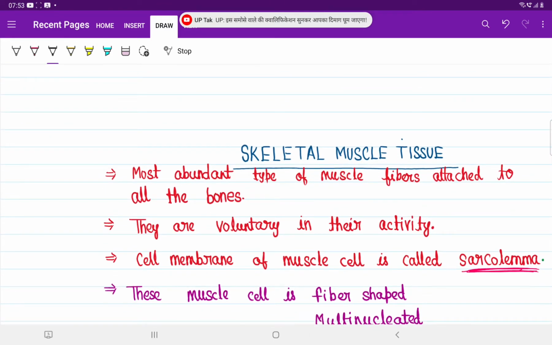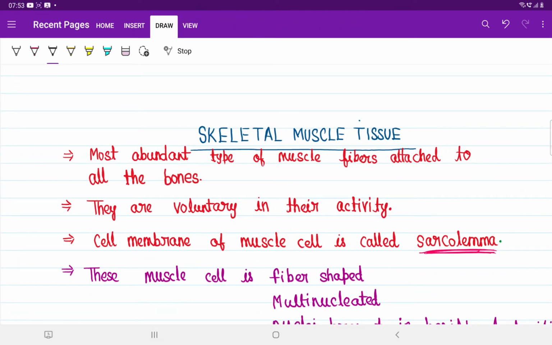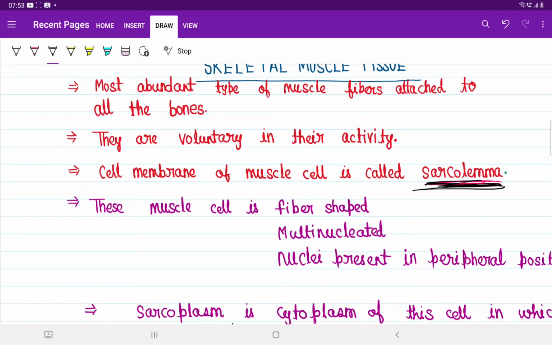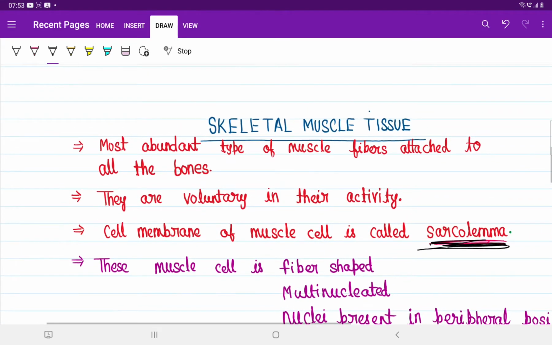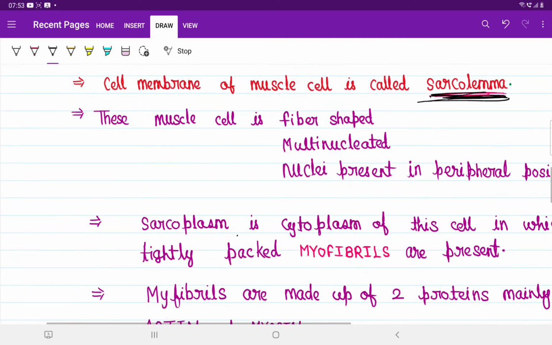When scientists studied further, they found that the plasma membrane of the skeletal muscle cell is called the sarcolemma. And this individual skeletal muscle cell has cytoplasm also. Obviously, if it is a cell, it has cytoplasm. The plasma membrane of the muscle cell is called sarcolemma, and the cytoplasm of the muscle cell is called sarcoplasm.